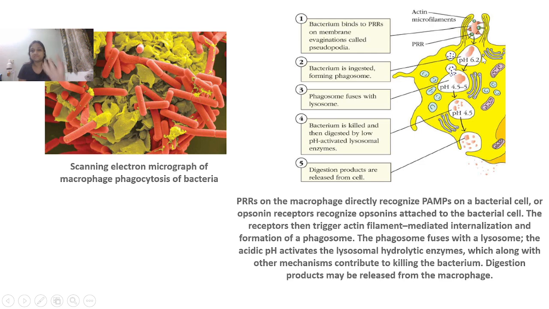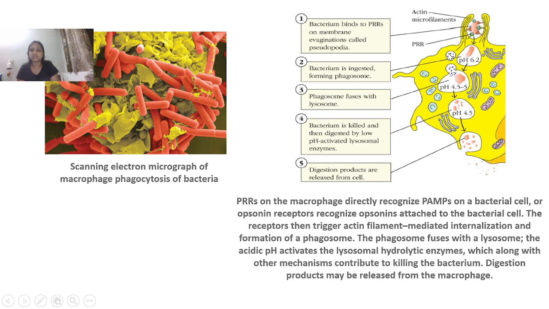Then what will they do? They will take up the bacteria by forming this protrusion, and it will go into the phagosome, that is phagocytosis. Since the process is phagocytosis, instead of endosome we are calling it a phagosome. So this phagosome has a pH of 6.2. This phagosome then interacts with the lysosome.